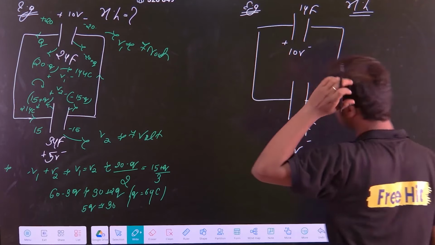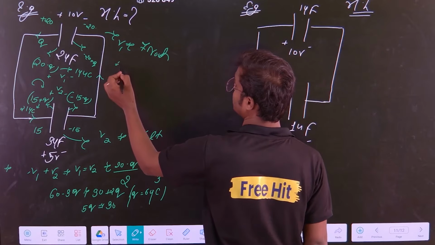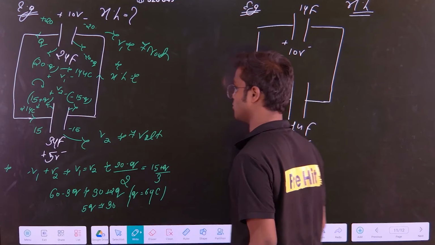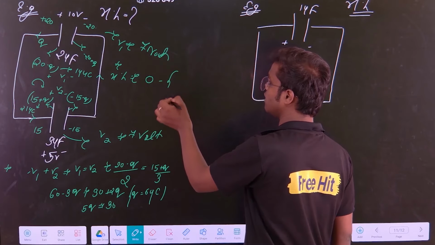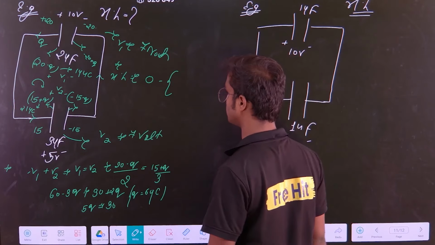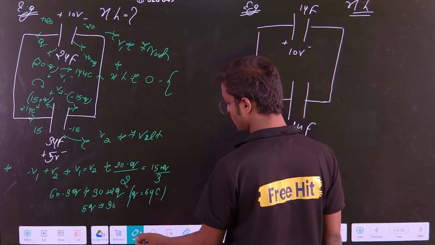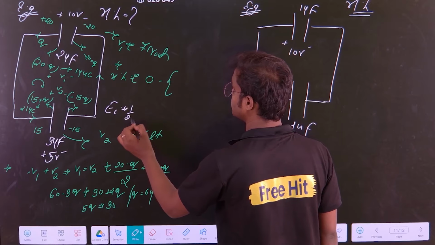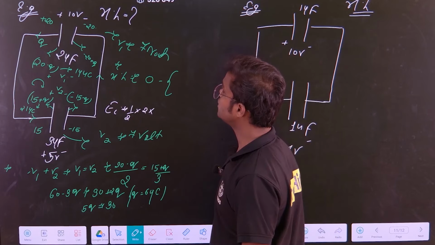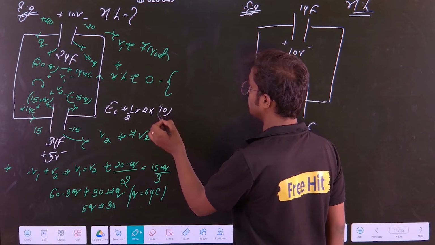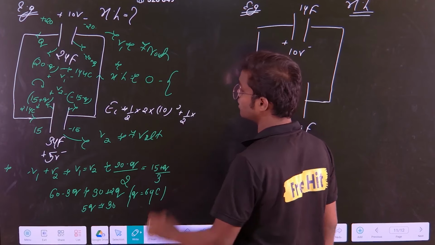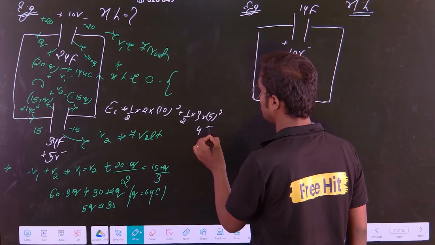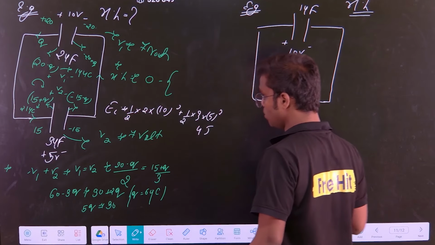Oh sorry, we have to calculate the heat loss, na? So what is heat loss in this? Is there any battery? No. So work done by the battery is 0. What is E final minus E initial? First you calculate E initial. Half, what is the capacitance? That is C into V square. What is the initial voltage? That is 10 volt. Plus half, what is the capacitance? 3. Initial voltage is 5, whole square, in microjoule. This is the initial energy.